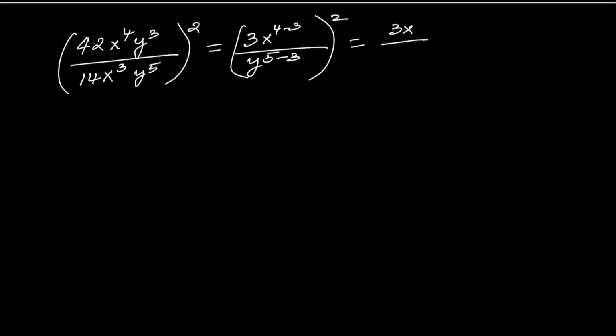So inside we have 3x over y squared, all raised to the second power. Now distribute the exponent. 3 squared is 9, x squared stays on top, and y squared squared becomes y to the fourth on the bottom. Final answer, 9x squared over y to the fourth power. And that wraps up our examples.